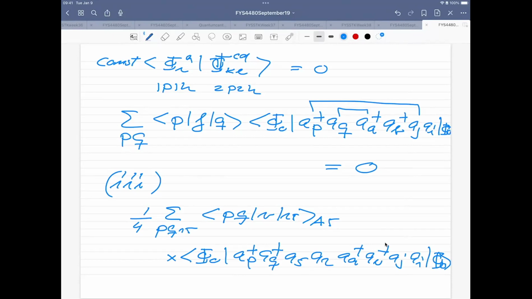Oh, that is a B. That's a B. Yeah, that's a B. Sorry. It's my handwriting, bad handwriting. So let me bring this over to the next page.